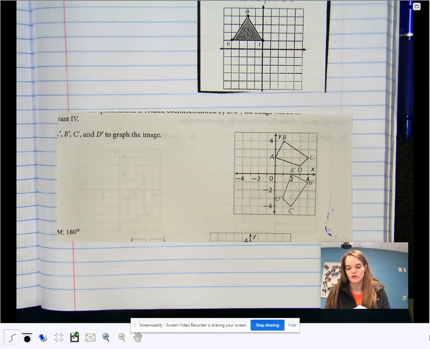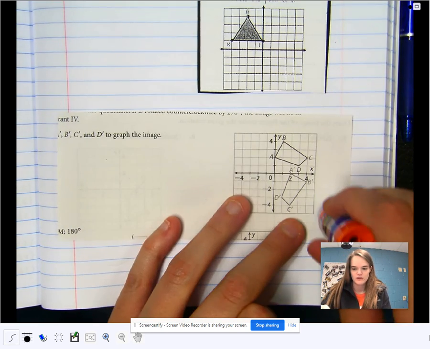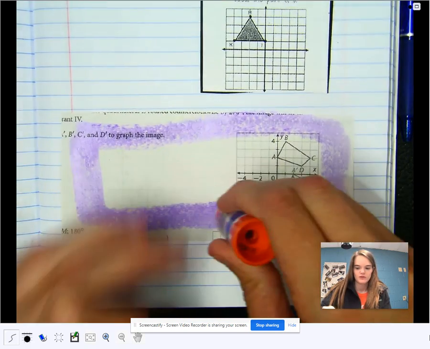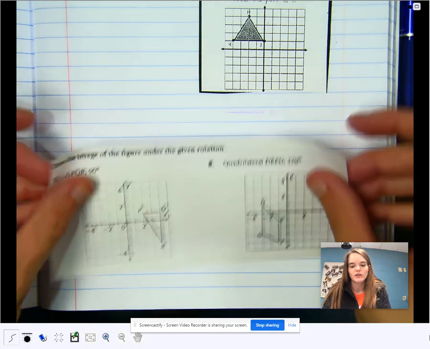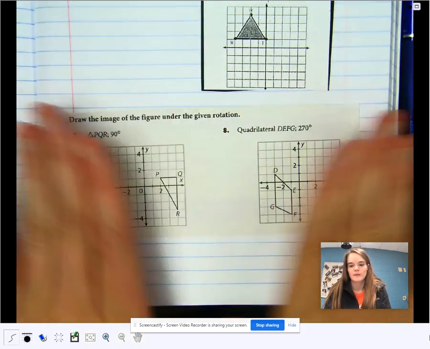My glue is gone. Well, not quite, but almost. Okay. So that's 92. Now let's get started.